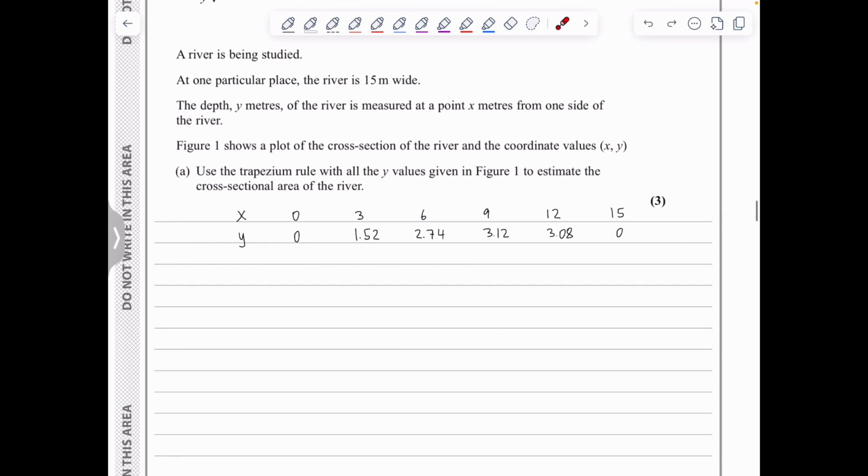Well, we know that the area is simply going to be given by using the trapezium rule here, which is a half times the height of the trapezia, which is 3. Then we've got the first and the last y values once, and all intermediate y values twice. So 2 times 1.52 plus 2.74 plus 3.12 plus 3.08. So if I plug this on the calculator, I get 31.38 square meters.